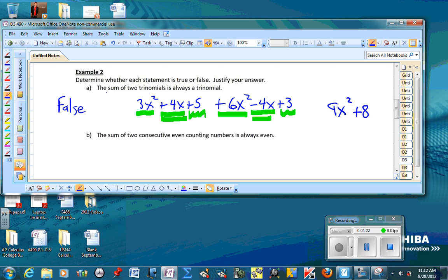So the sum, that's the answer to an addition problem. We added two trinomials, but the answer was a binomial. That's just one counterexample. We could end up with 4 terms or 5 terms or 6 terms.